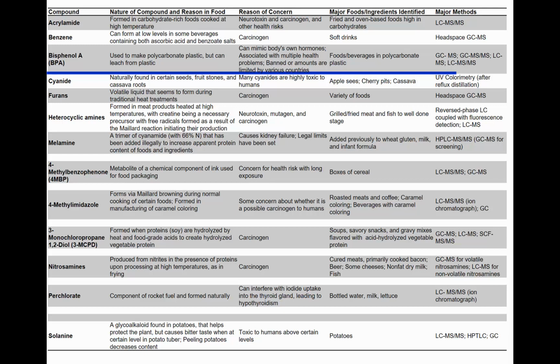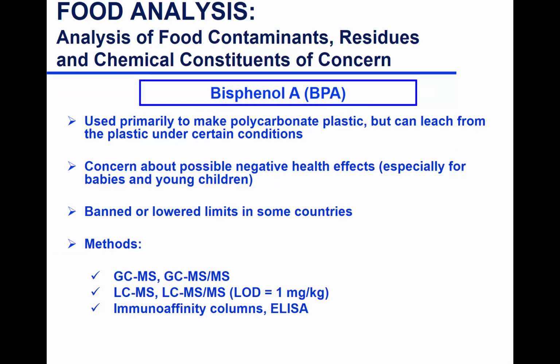So we talked last time about acrylamide, and now I'm going to just briefly introduce bisphenol A, which is found in plastic and might leach into water or beverages. The health concerns are mainly for infants and young children. It might cause diabetes or heart problems. It is typically banned or allowed at a very low limit. And again, methods are GCMS, LCMS, oftentimes tandem MS, and immunoassays.